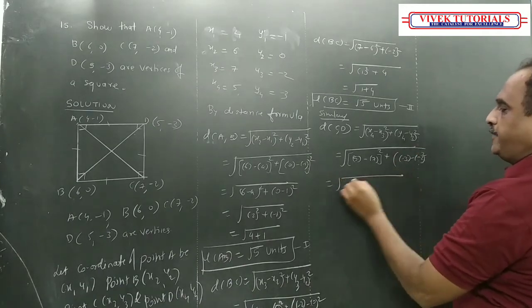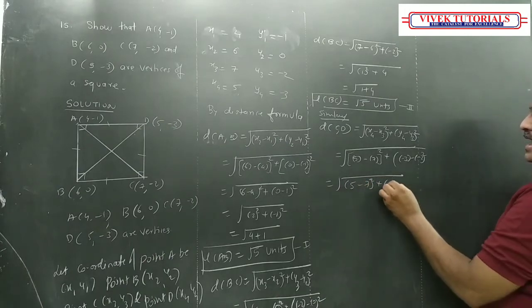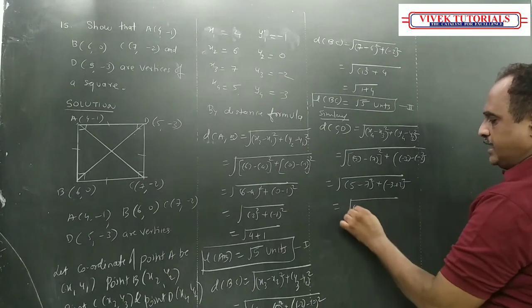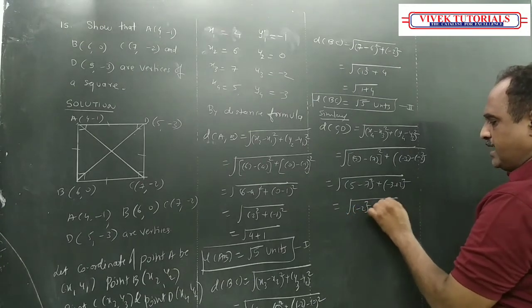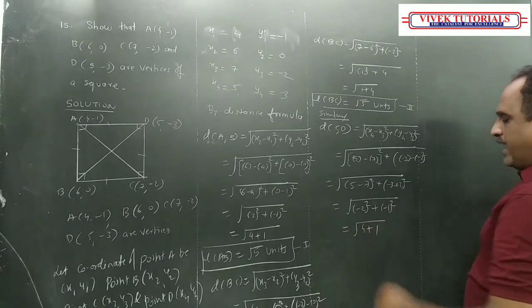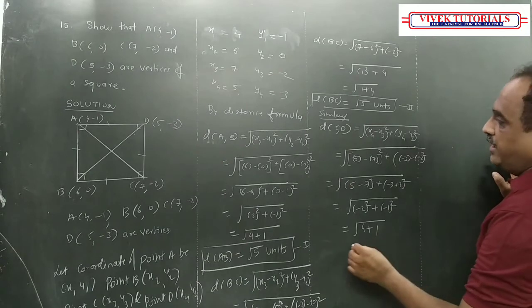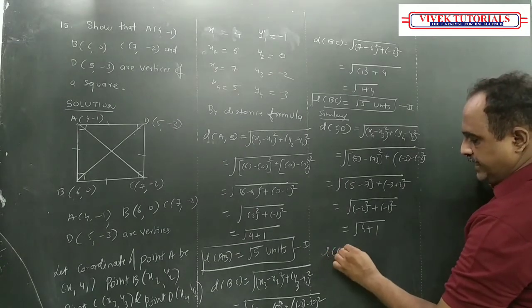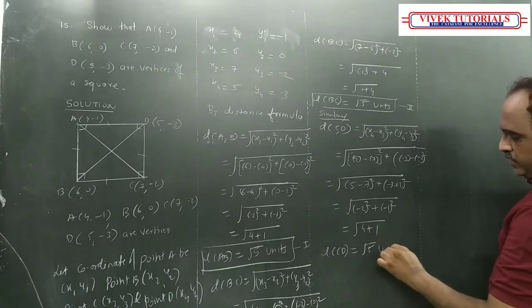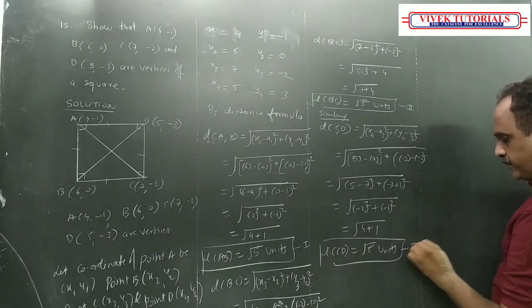So we are getting 5 minus 7 the whole square and minus 3 plus 2 the whole square, is equal to minus 2 square plus minus 1 square. Minus 2 square is 4, minus 1 square is 1. So again, length CD is equal to root 5 units. This will be equation number 3.